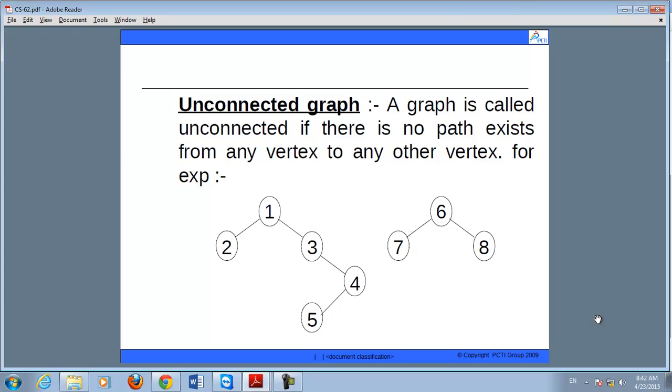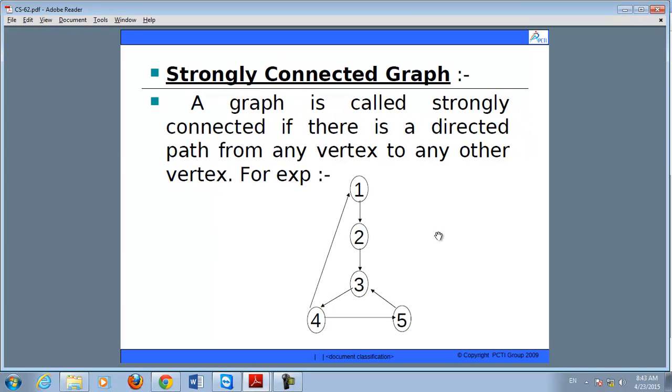Now, unconnected graph. A graph is unconnected if no path exists from some vertex to some other vertex. In this example, you can say there is a path among 1, 2, 3, 4, 5, but 7, 6 and 8 are not connected with this graph. It means if any vertex doesn't have a path to any other vertex, then it is known as an unconnected graph.